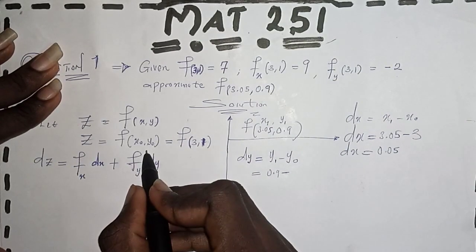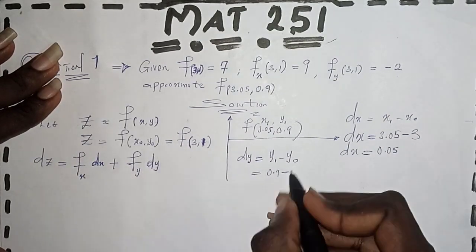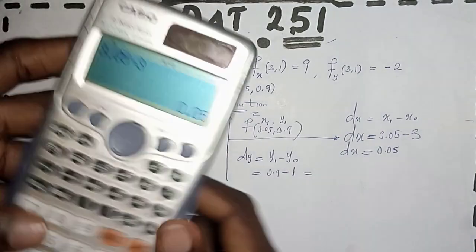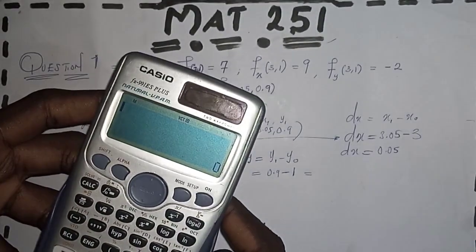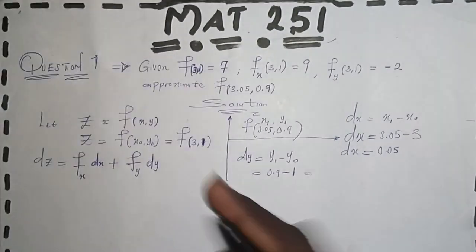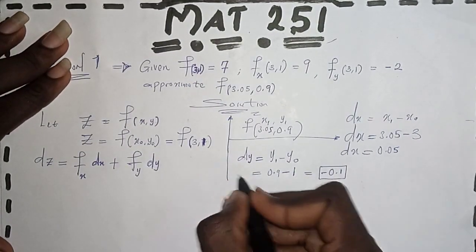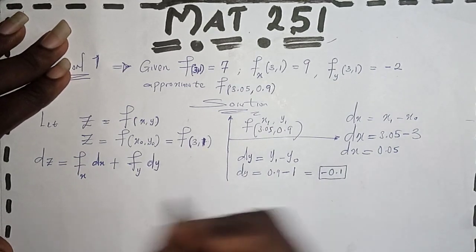Sorry for that. So here in this case, we have y naught to be equal to 1. Y naught is 1. So on subtracting, we should have 0.9 minus 1, we have minus 0.1. So this implies that dy is minus 0.1.